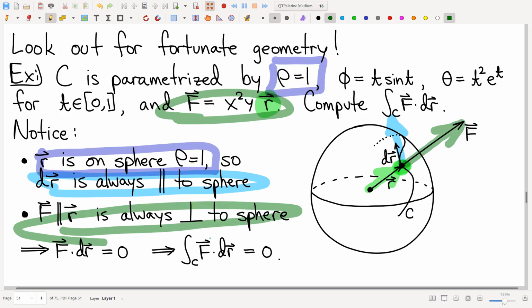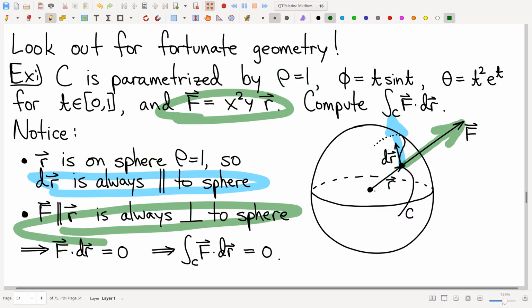And by the way, we're capitalizing on a unique feature of spheres here. The position vector, for spheres centered at the origin, is the only surface where the position vector is always perpendicular to the surface. So, fortunate geometry. That's the fortunate geometry. That said, let's get rid of what we don't need.